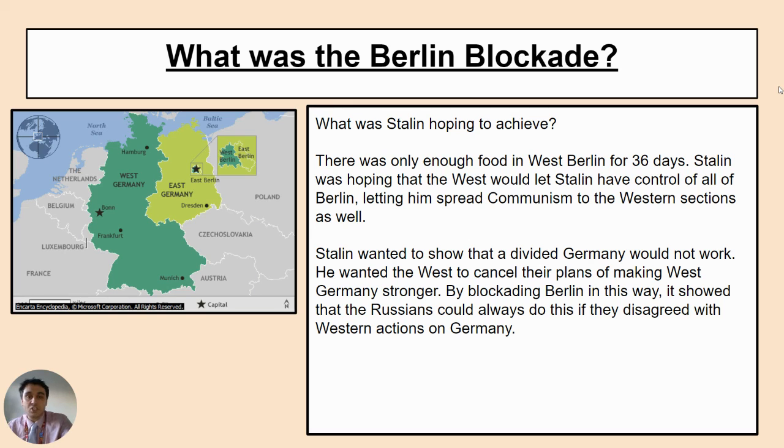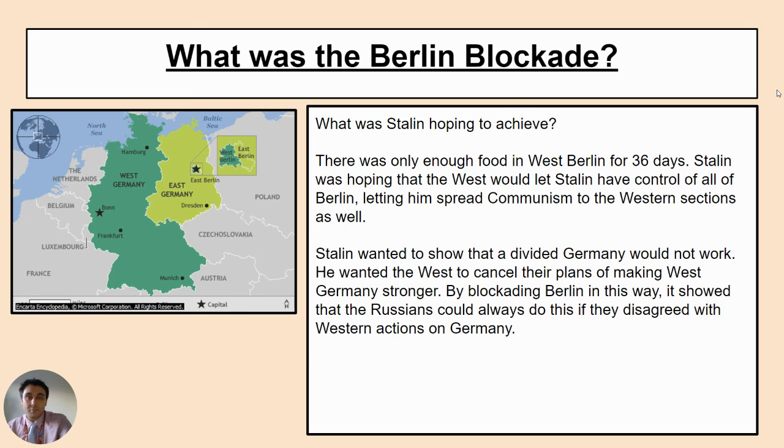Stalin also wants to show that a divided Germany will not work, because if Germany is divided this way, he can always do this. He wanted the West to cancel their plans of making West Germany stronger, and he wanted to go back to the four of them needing to work together and all agree on ideas. By blockading Berlin in this way, it shows, hey, if you ever disagree with us, we can keep doing this. We can keep blockading until you give in to us.